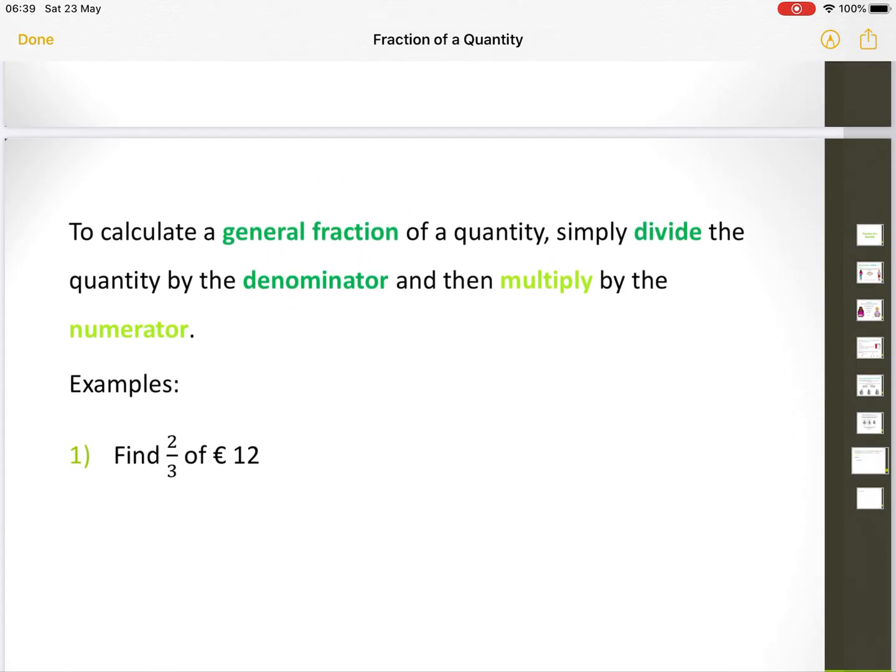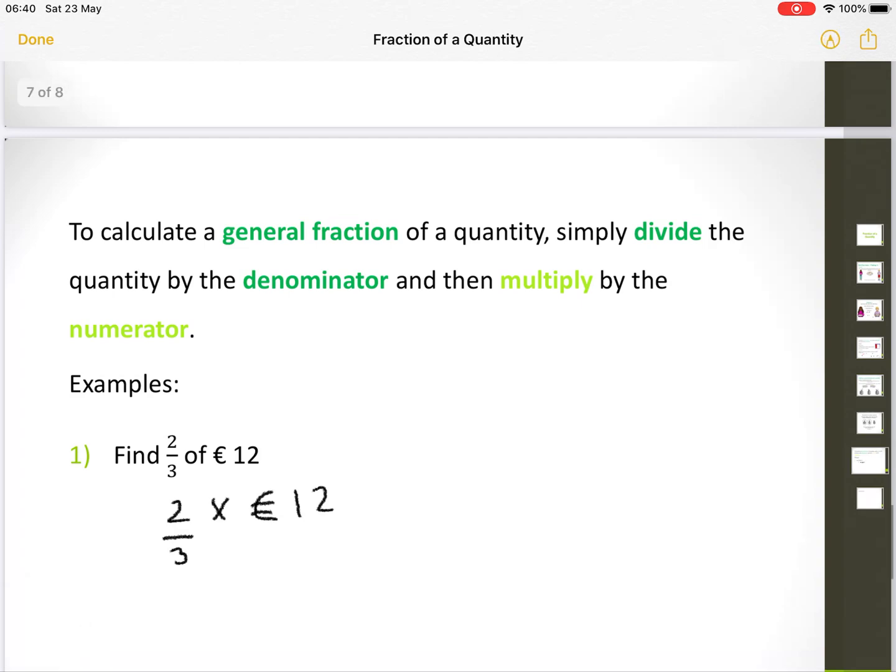Let's read the note and then work out an example. To calculate a general fraction of a quantity, simply divide the quantity by the denominator, as we've done in unit fractions. We first divide the quantity by the denominator, and then we multiply by the numerator. So let's try to work it out. We have 2/3 of 12. Instead of "of", I write down a multiplication sign: 2/3 times 12.